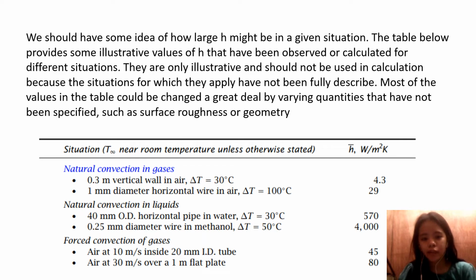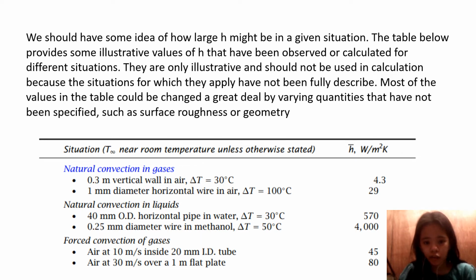So we should have some idea of how large h might be in a given situation. The table below provides some illustrative values of h that have been observed or calculated for different situations. They are only illustrative and should not be used in calculation because the situations for which they apply have not been fully described. Most of the values in the table could be changed a great deal by varying quantities that have not been specified, such as surface roughness or geometry.